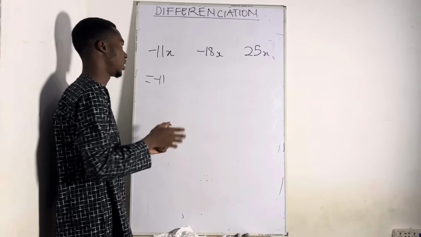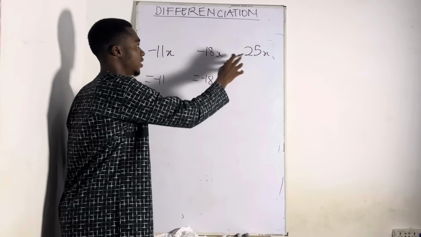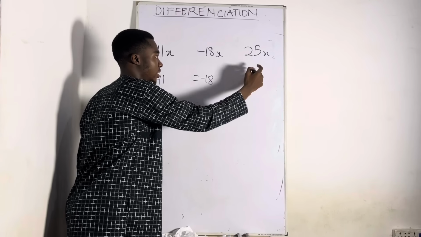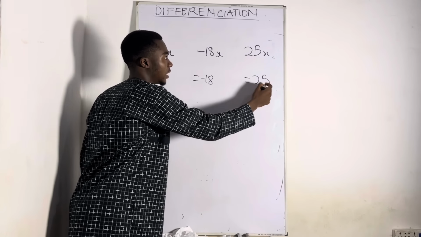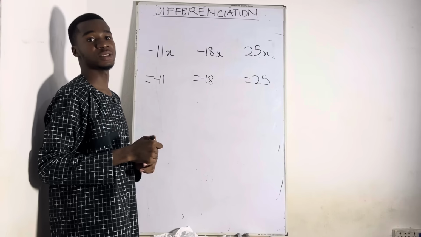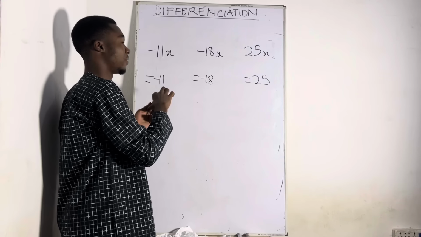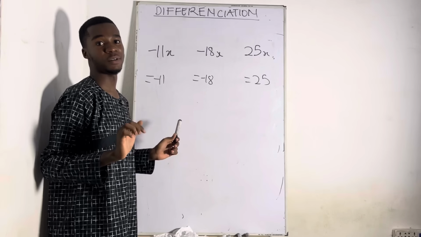You get it? So negative 11x, if you are differentiating, you're just going to get negative 11. You do same for negative 18x. If you're asked to differentiate it, you just remove the x. So it becomes negative 18. You get it? And then for this one as well, if you're asked to differentiate it, you assume that there's no x, then it becomes 25. You get it? So when asked to differentiate something like this, a number and a variable attached to it, just remove the variable from it.